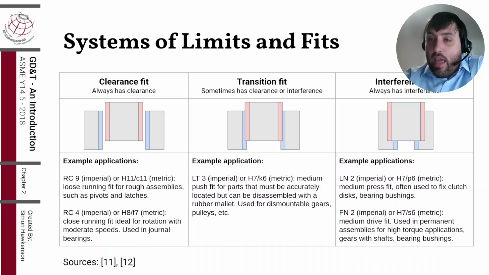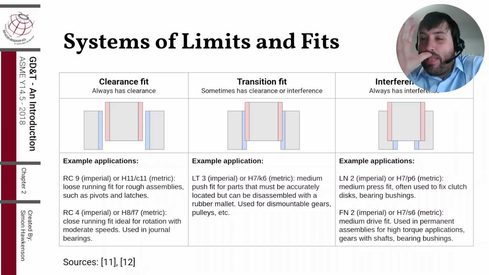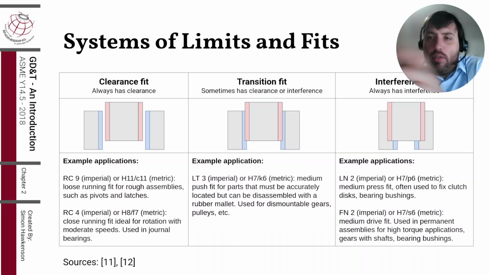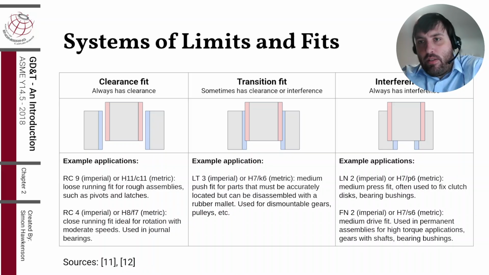Lastly, an FN2 or H7S6 press fit is often used for high torque applications, such as coupling a flange and a shaft together. And this fit is permanent. It cannot be disassembled without damage. Now these high interference fits usually require heat treatments or cold treatments, I think, to be able to get them to fit what would normally not slide in regularly.